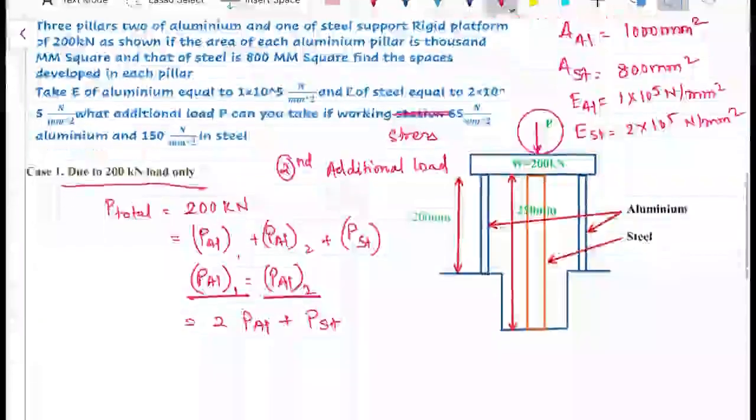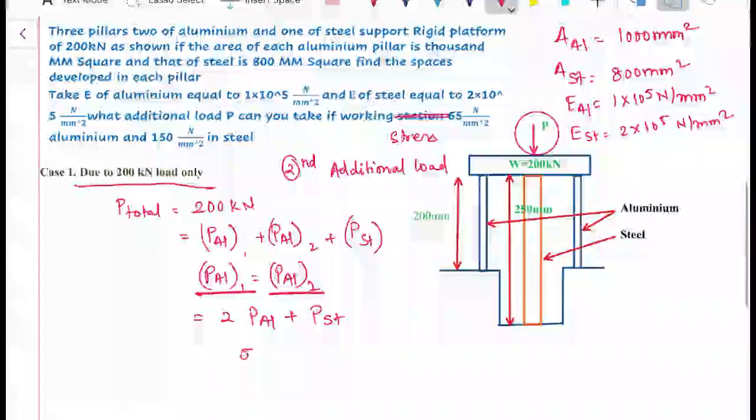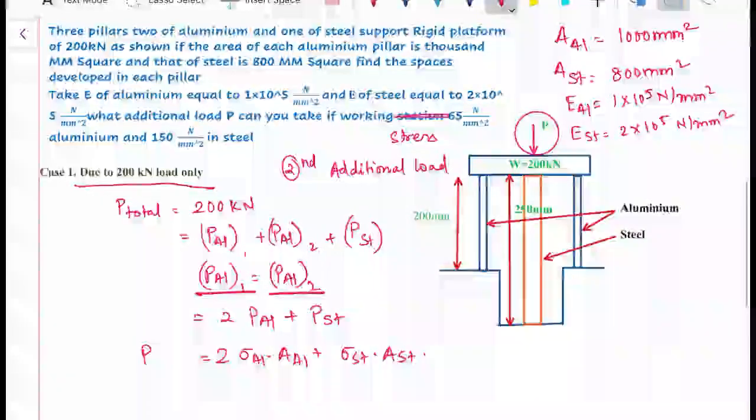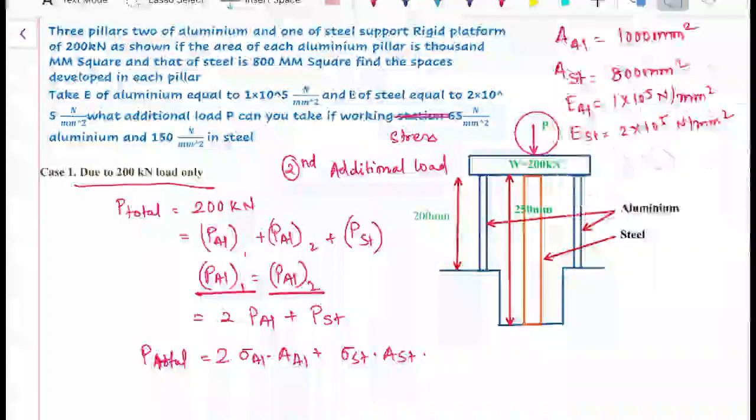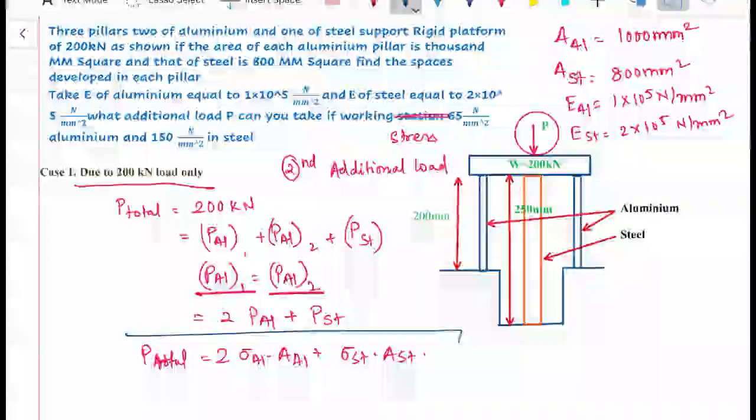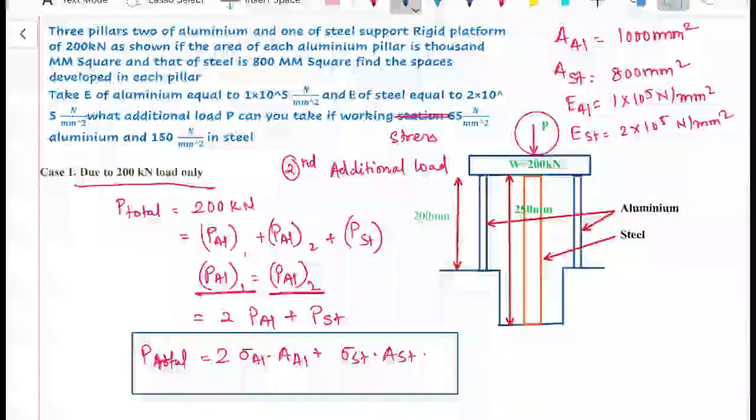Now as we have done earlier, the load on aluminium can be written as stress on aluminium into area of aluminium, plus stress on steel into area of steel. So this will be my first equation, which says that the total load on the structure will be equal to 2 times the load on aluminium plus load on steel, and we have done the substitution to get this equation. So this will be my first equation.